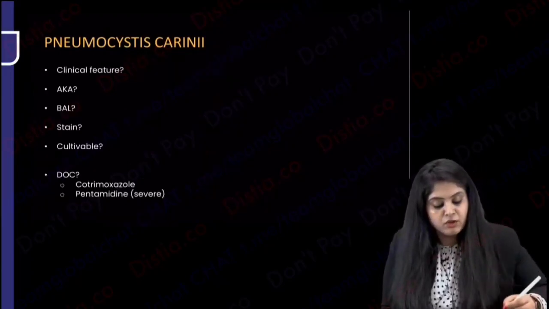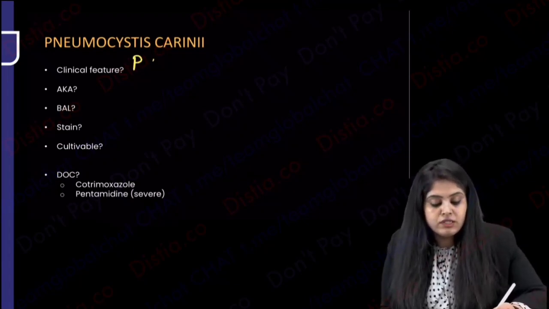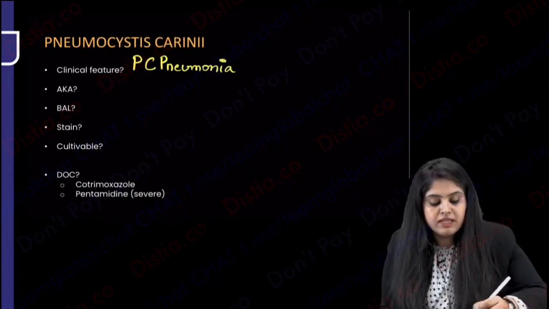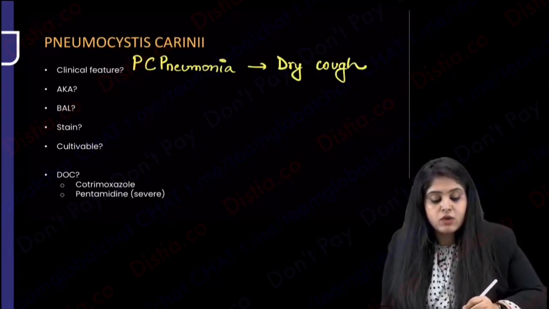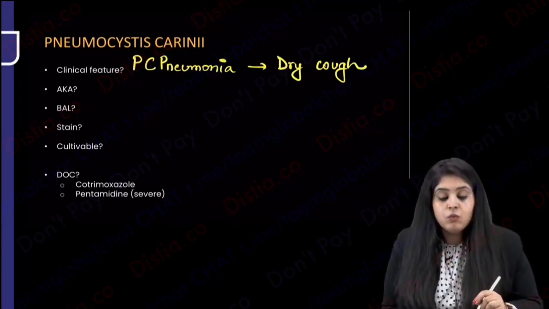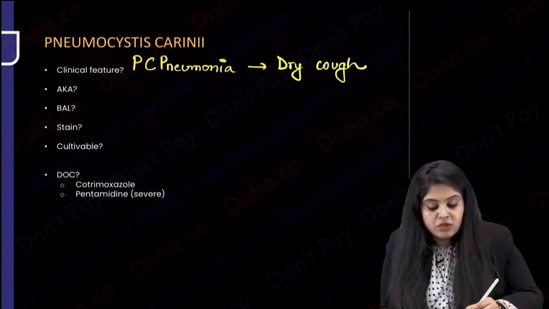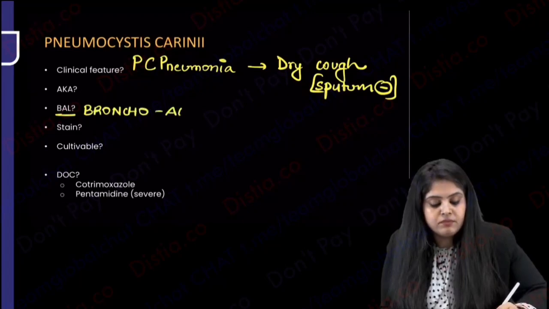So when I'm talking about Pneumocystis carinii, someone asks you, what are the clinical features? I told you, it is Pneumocystis carinii pneumonia. So there are going to be pneumonia features. And these patients come to you with dry cough. So that means sputum production is not going to happen. What sample will I then take from the patient? Because when there is no sputum sample, I will have to go ahead with bronchoalveolar lavage. The sample that I take from the patient is bronchoalveolar lavage.